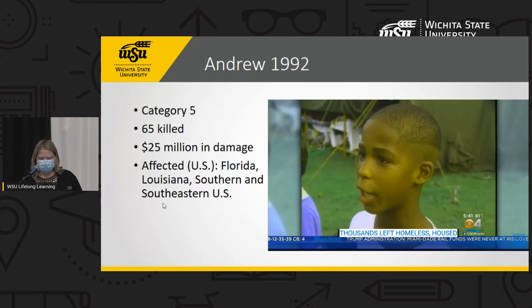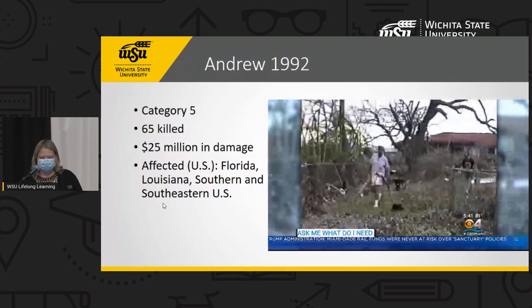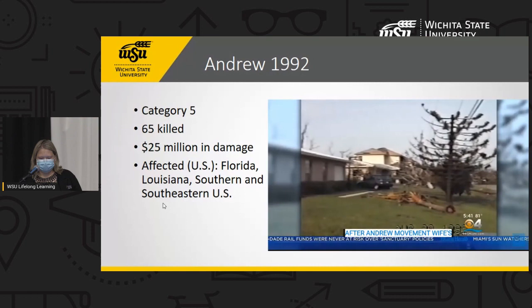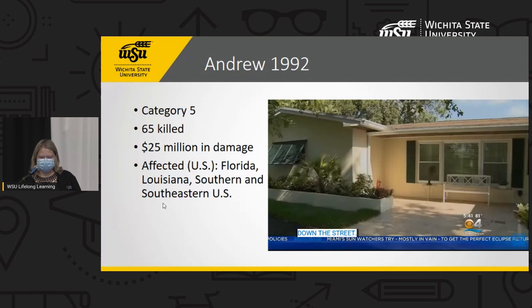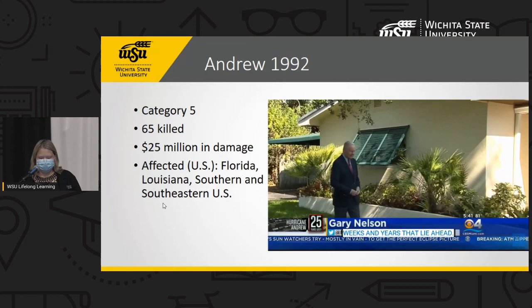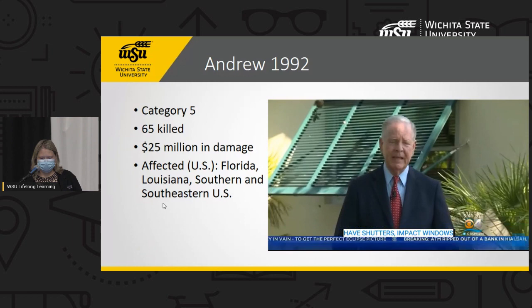This was my street after Andrew. My wife's dad came down to help and brought his camcorder. That's what you see down the street. It's the damnest thing I ever saw. It was the damnedest thing any of us ever saw, and we could not imagine the hard weeks and years that would lie ahead. We still live in the same house, have shutters, impact windows, hurricane supplies, and our homeowners insurance costs more than five times what it did. In Palmetto Bay, Gary Nelson, CBS 4 News.